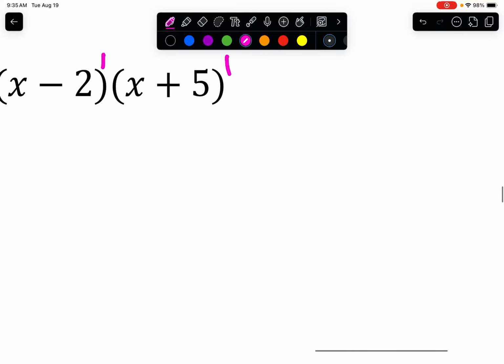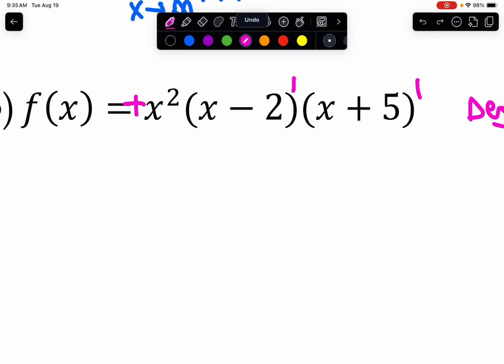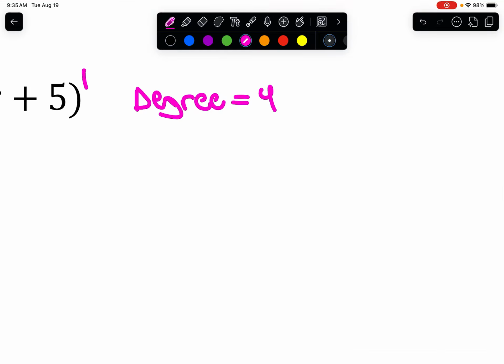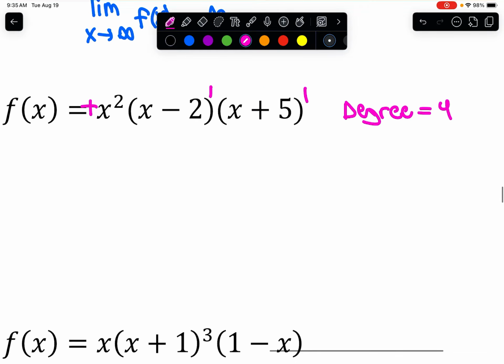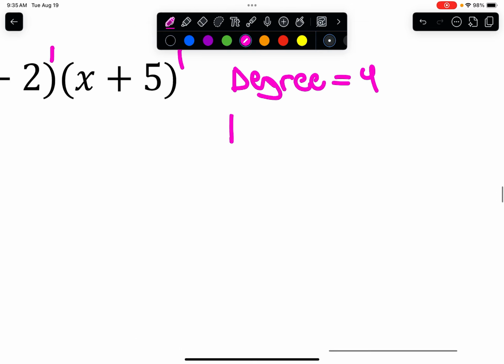So for your degree, when it's in factored form like this, you're actually going to add up the exponents together. So 2 plus 1 plus 1, which in this case is going to be 4. So in this case, we have a positive even. So this will be positive even.